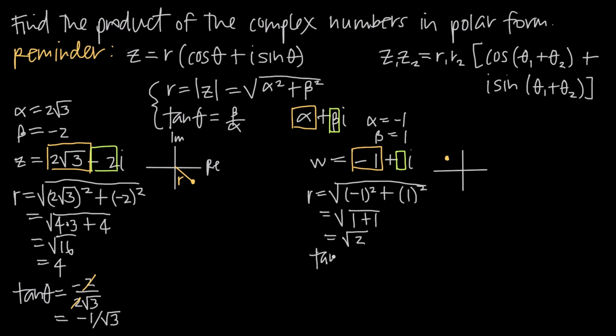So we're going to get tangent of theta is equal to beta 1 over alpha negative 1, which is going to be equal to negative 1. So now we have tangent theta equals negative 1 over root 3, and tangent theta is equal to negative 1. This is where our Argand plane comes back into play. Remember that for this first complex number, z equals 2 root 3 minus 2i, we plotted that complex number in the Argand plane here in the fourth quadrant.